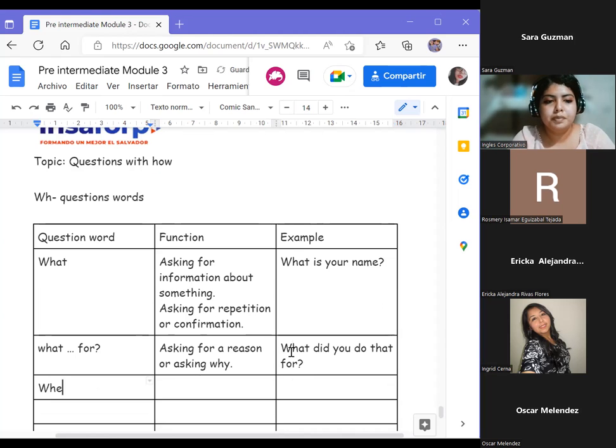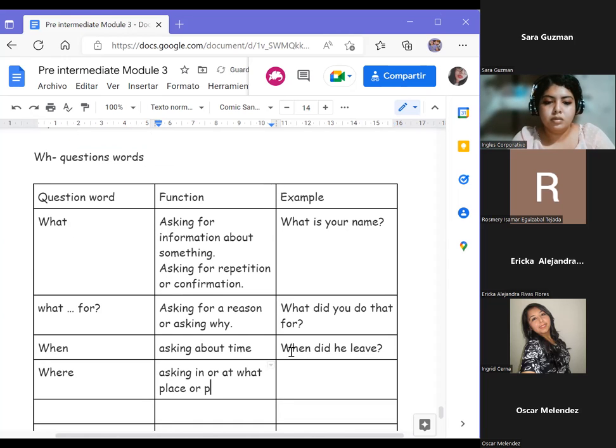Then we have when, asking about time. And we have the example: when did he leave? Then we have where, that is asking in or at what place or position. And then we have the question, where do they live?